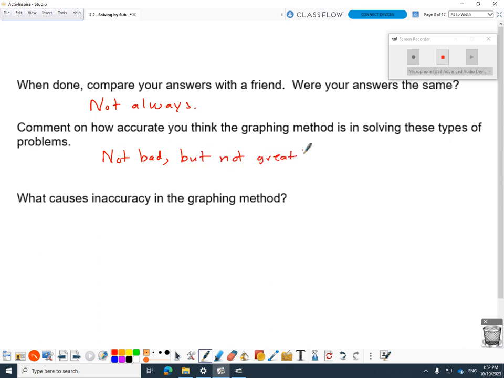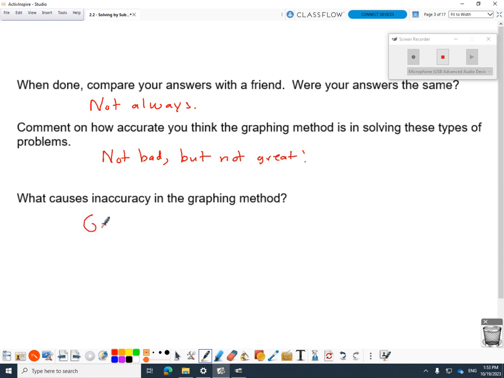You can't tell me the people that are building iPhones and making GPS systems and sending people into outer space, they're not getting approximate answers. They've got a way to get the actual answer, the actual decimal answer. What causes the inaccuracy in the graphing method?